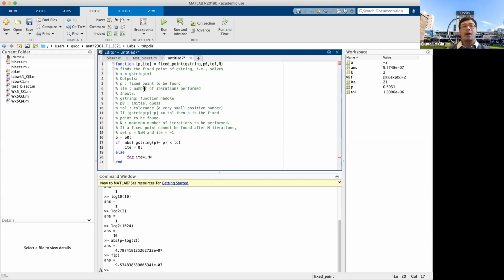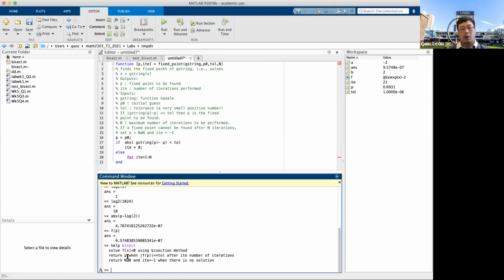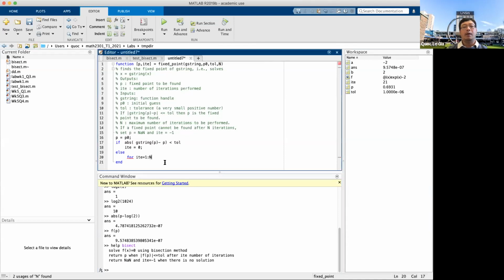By the way, those comments, when you type help, then it will display them. So suppose help bisect, then you see it will show you exactly the comments. So it's good that you give some description, so after a year or 10 years, you look back and you remember what you have done. Okay, so now go back to this. For iteration equal 1 to n, because we are given that the number of maximum iterations is n, so we just use the for loop.